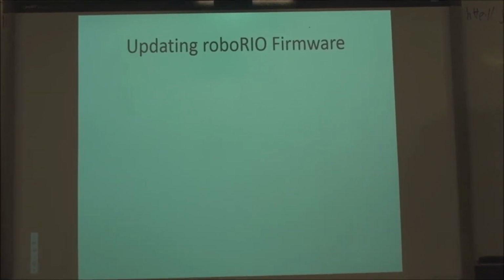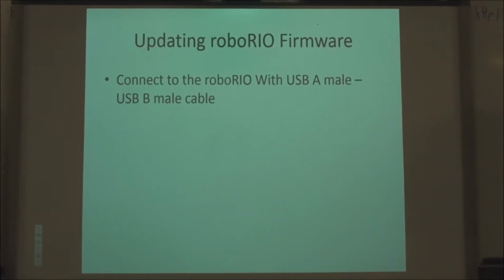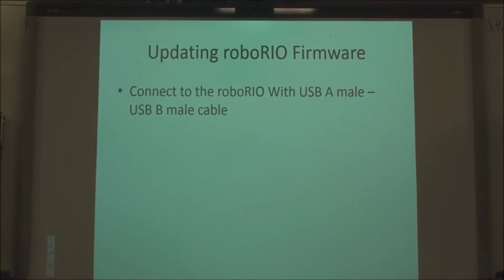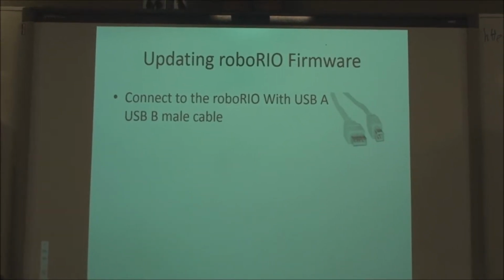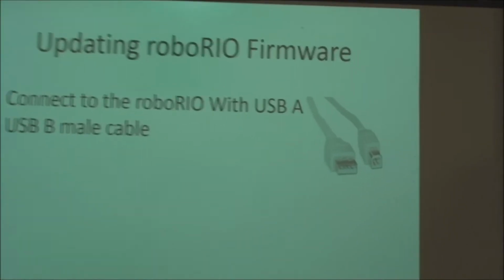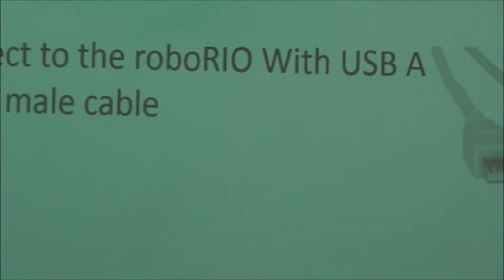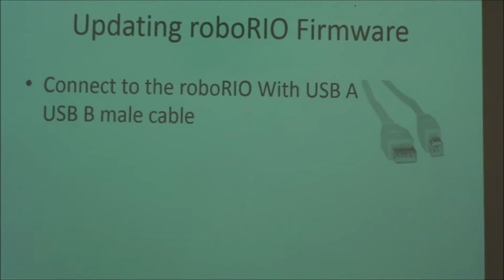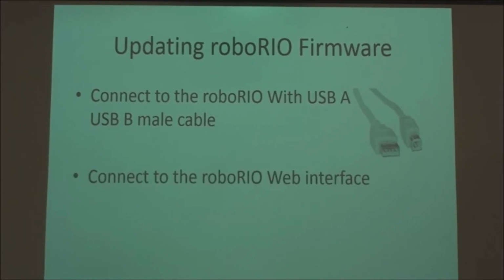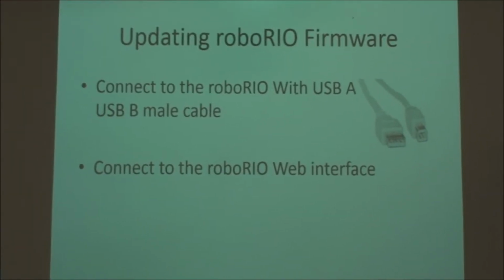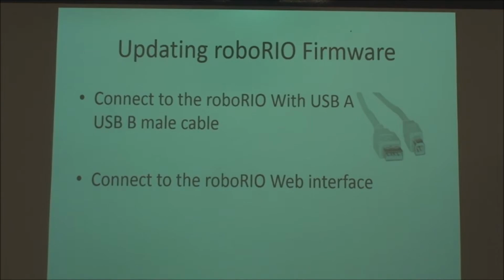So for updating the roboRIO firmware, you've got to use one of those old little printer cables, USB A male to B male. Most of you guys see these on printers, but that's what you have to start connecting to your roboRIO. If you just connect with the Ethernet, it won't work right away. You need to set everything up. The roboRIO has a web interface, so if I can pull it up on here.